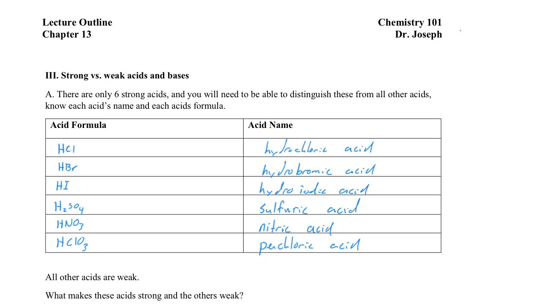And we're going to start off where we left the last time, which is section 3, strong versus weak acids and bases. So you might recall that I presented this table with what we're calling the 6 strong acids. So we're going to assume that these are the strong acids and that every other acid, no matter what it is, is a weak acid. Now we need to talk about what it means for an acid to be strong or weak, and also for bases. So let's get into that first. What makes these acids strong and the others weak?